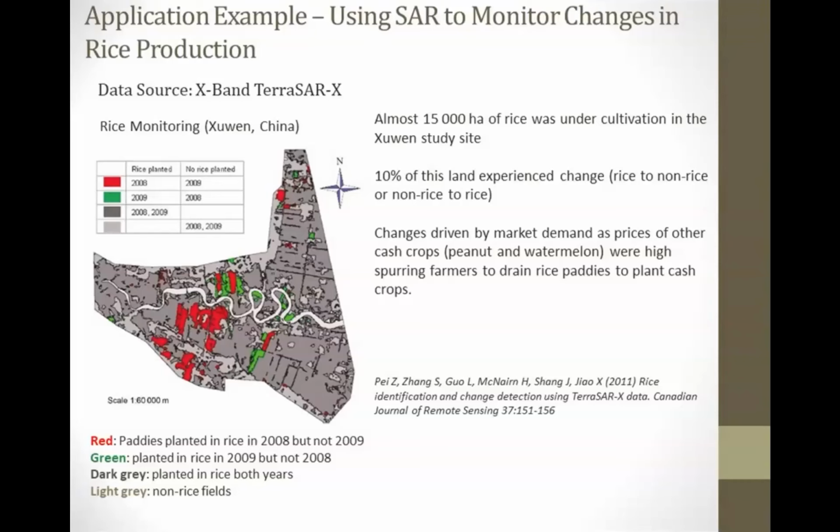So those fields in red, this is rice that was planted in 2008, but there was a change and it was not planted in rice the following year. And the reverse was true for these green fields where the rice was planted in the second year, but not in the first year. And what we were able to determine is that about 10% of this land experienced change from rice to non-rice or in the reverse. And this was largely driven by market demand as prices for some of the other cash crops in this region were higher, and that encouraged farmers to drain their rice paddies and plant some of these other cash crops.